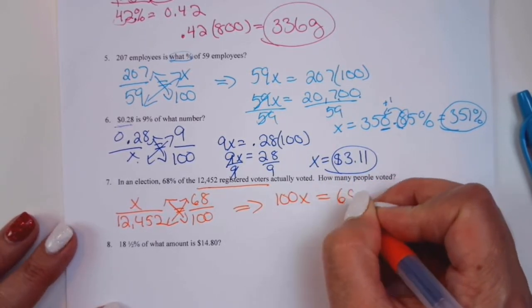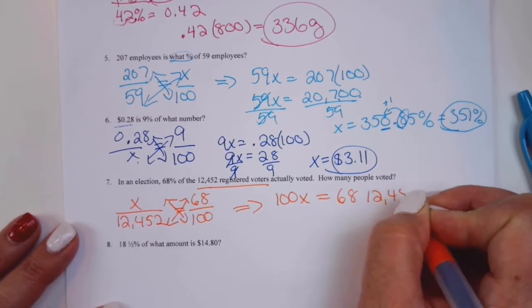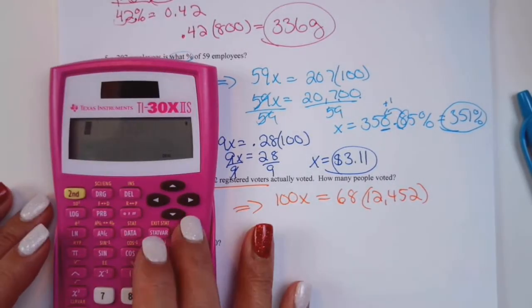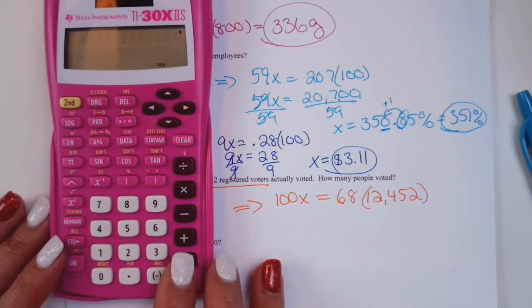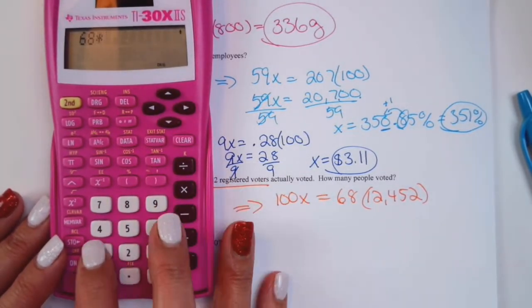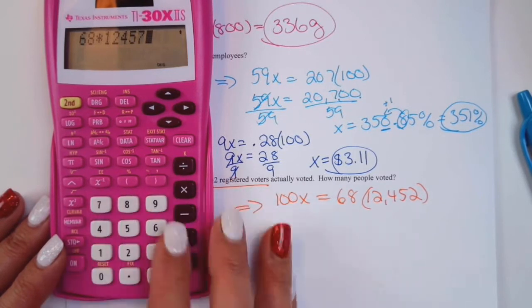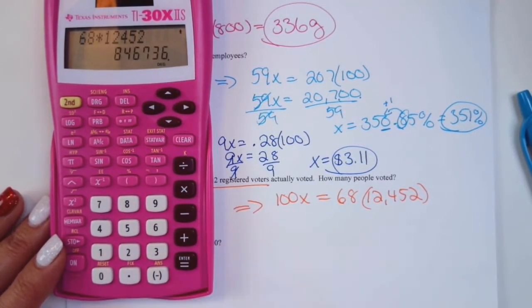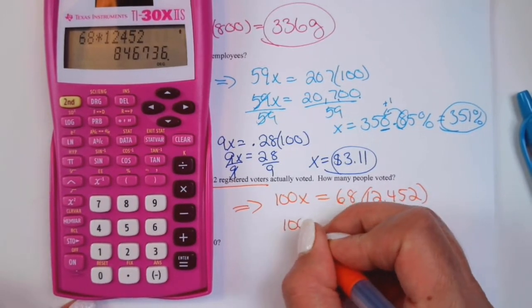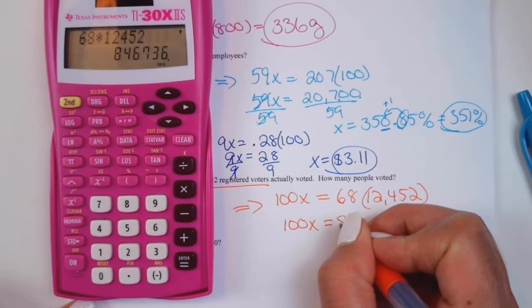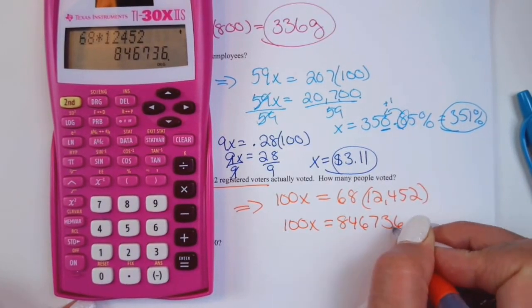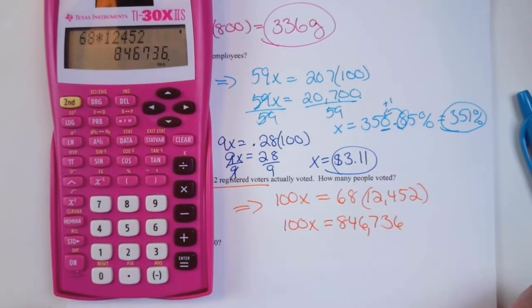And then 68 times 12,452. So we're going to have to use a calculator here. 68 times 12,452. Oops, not 57, 52. And we get, so that's 100x equals 846,736.